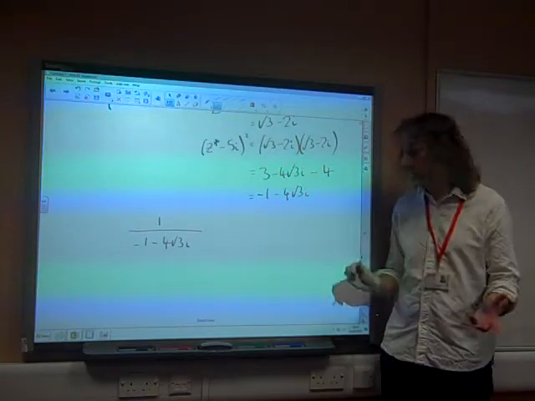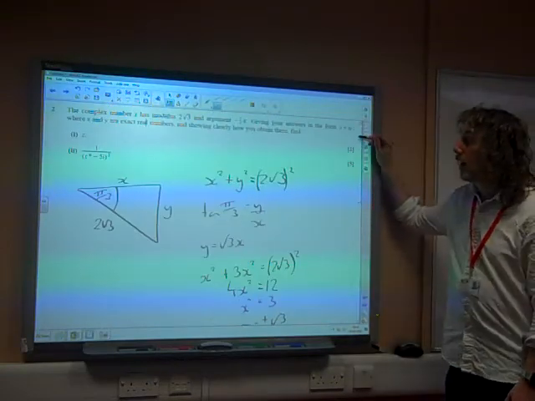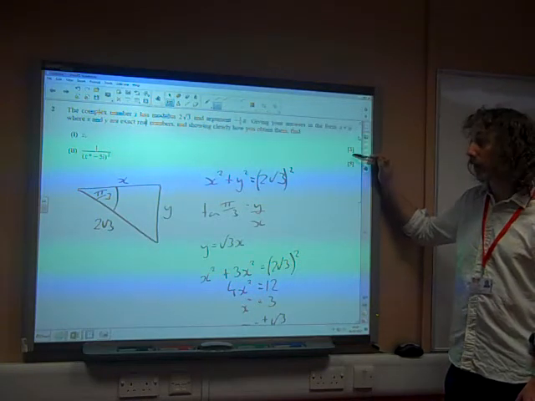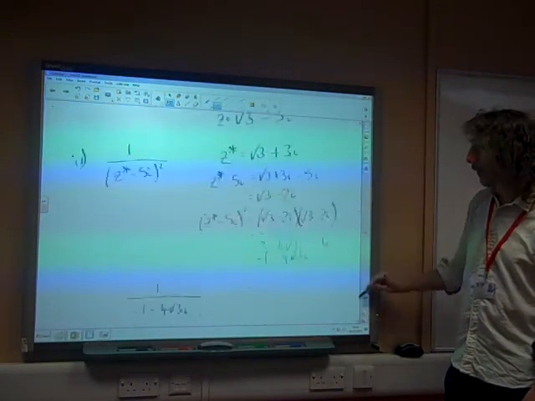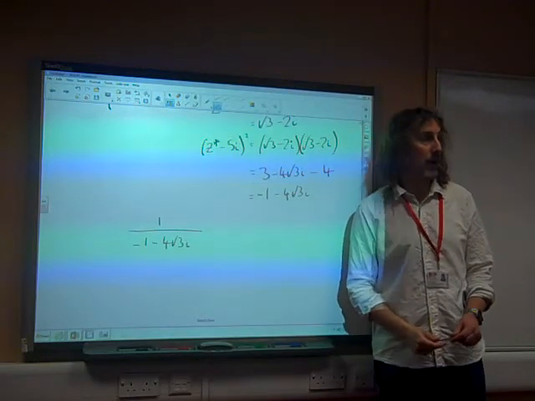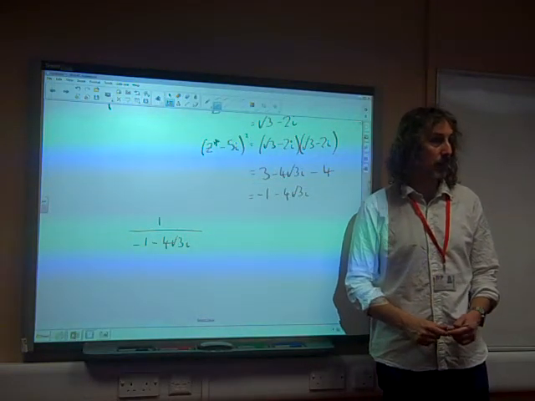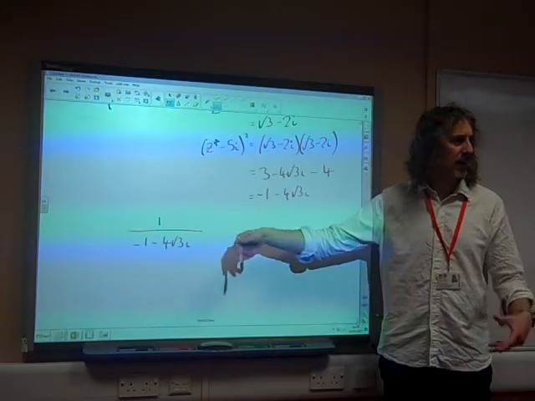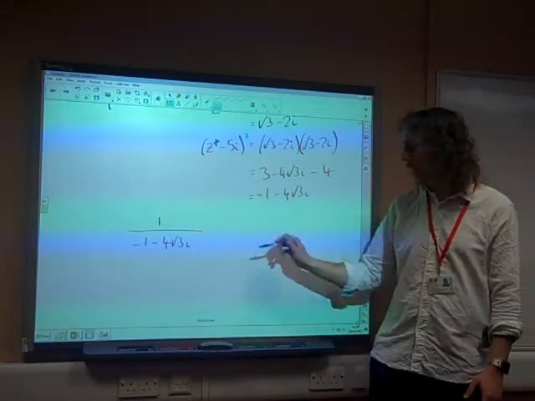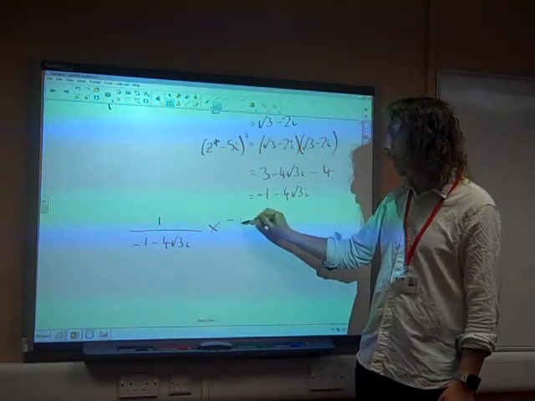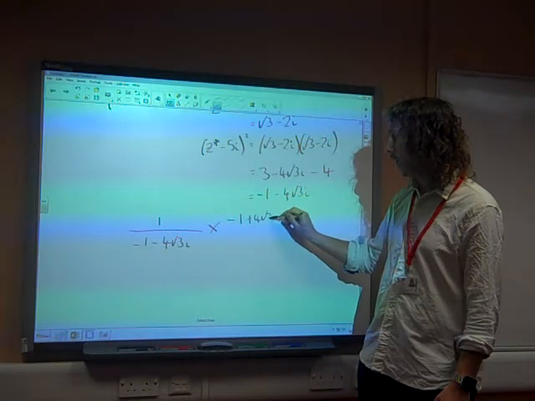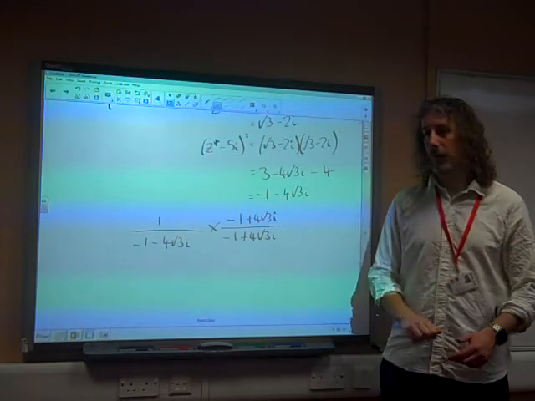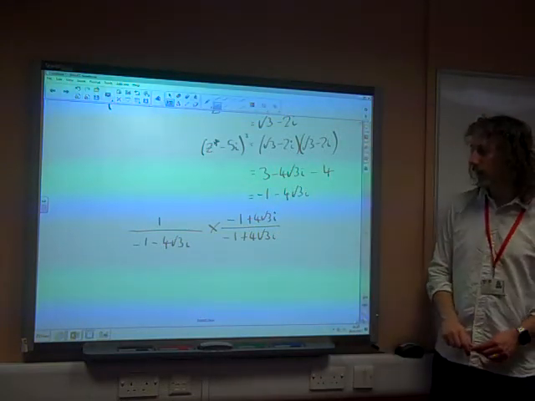But that's not finished, is it? Because the question said, giving your answers in the form x plus iy, and that applied to both parts. So even though we've evaluated it, we now have to deal with the fact that that's not in the form that we want. It's the rationalising the denominator stuff that you do from Core 1, isn't it? So we multiply by the complex conjugate at the bottom. We now need to multiply by minus 1 plus 4 root 3 i, top and bottom.